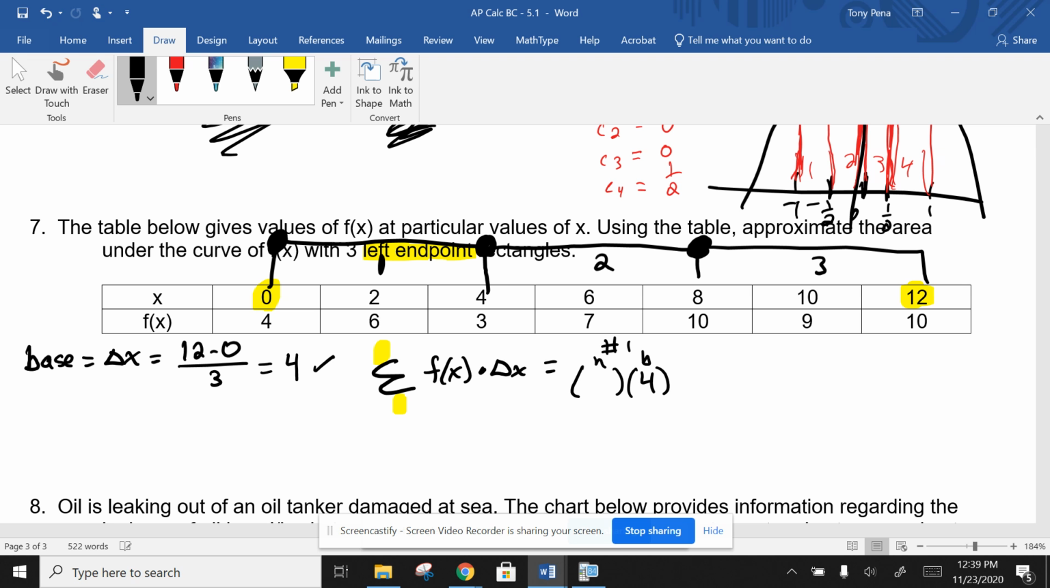And the height of rectangle number 1 is always the functional value. Like, what is the height of the curve? So for rectangle number 1, wouldn't our functional value have to be this 4 right here? So we're going to have a 4 times a 4. For rectangle number 2, its height times its base must be 4. The functional value at the left endpoint is 3. So this is a 3 times a 4. Plus rectangle number 3, height times base. Its base is 4. And then the functional value at the left endpoint has to be 10.